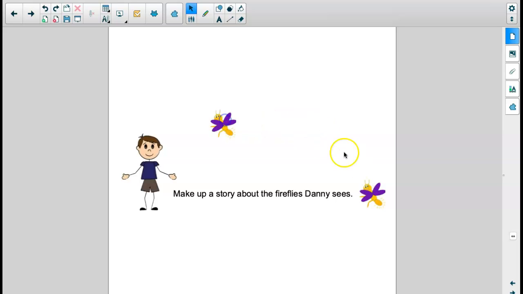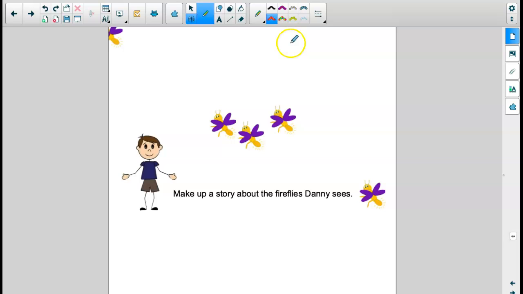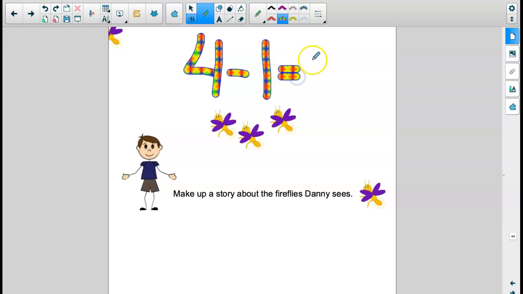All right. So Danny sees 4 fireflies. Now, we know, since this is a subtraction problem, that some of them are going to disappear or go away. One of the fireflies flies away. How many fireflies are left? All right, can you write a number sentence? We started with 4. We know it's subtract, so we use the minus sign. How many went away? How many are there still?